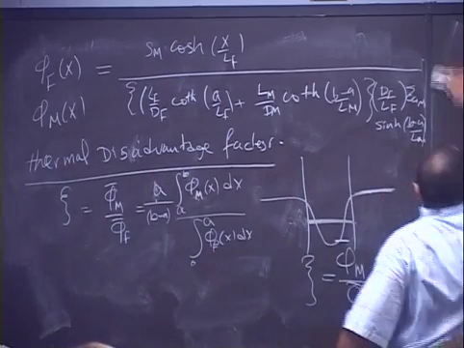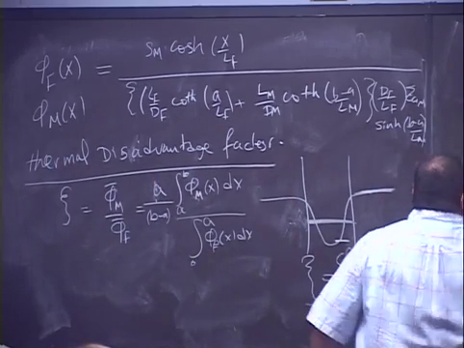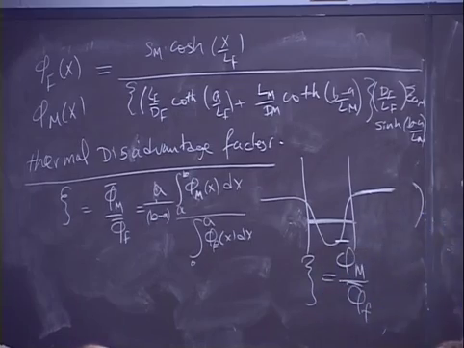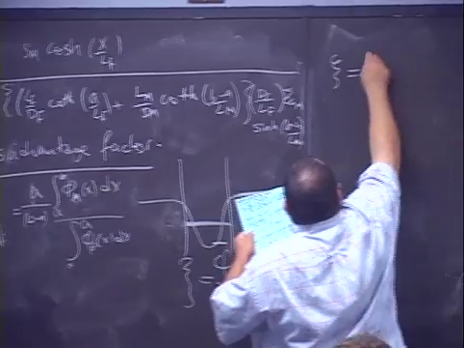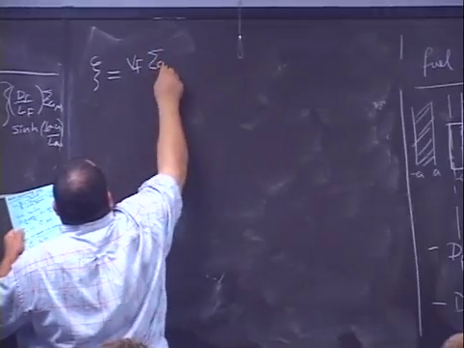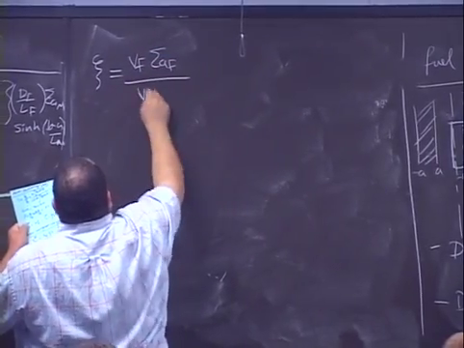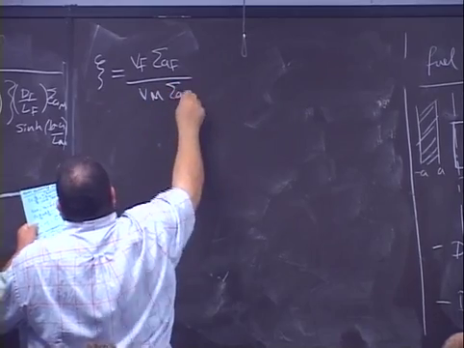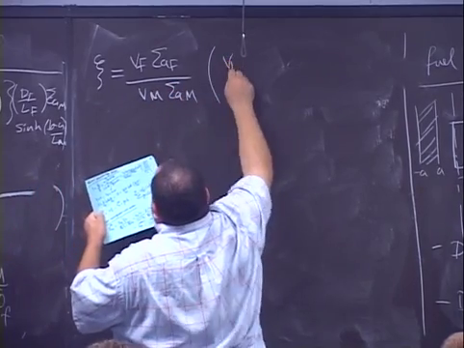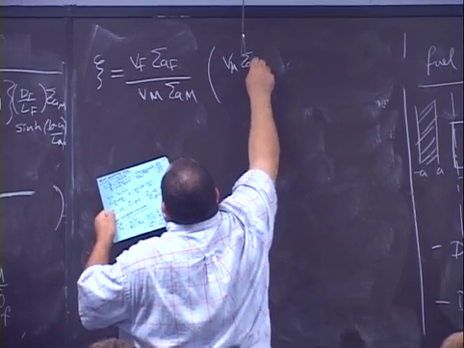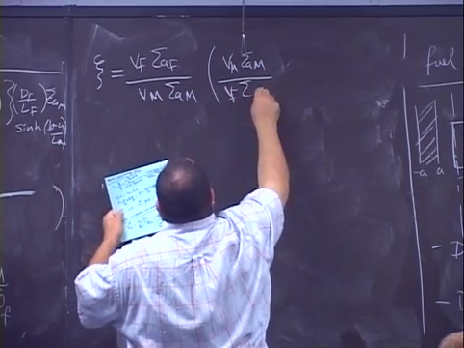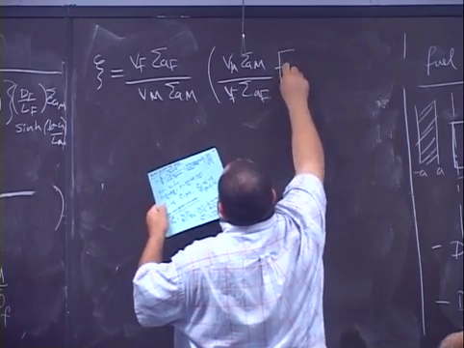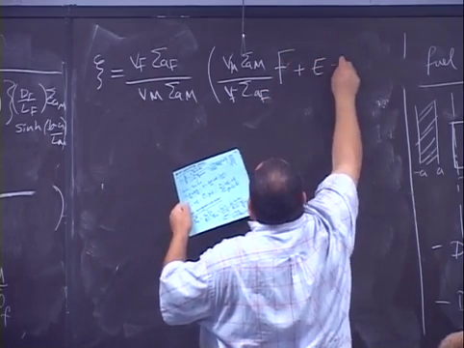Write it here. So the thermal disadvantage factor will be just VF multiplied by sigma absorption in the fuel divided by V moderator, sigma absorption in the moderator, all multiplied by VM, sigma absorption in the moderator divided by VF, sigma absorption in the fuel, all this multiplied by F plus E minus 1.